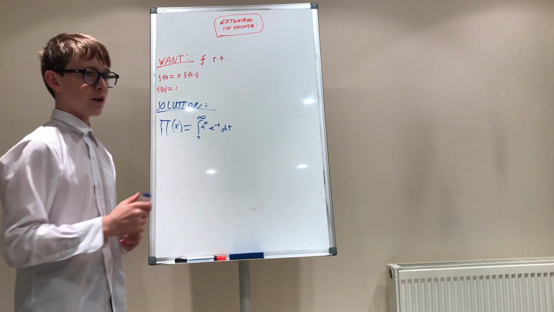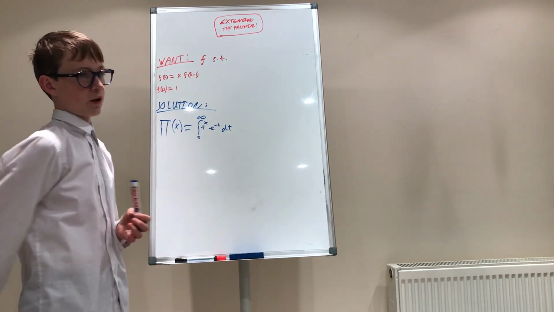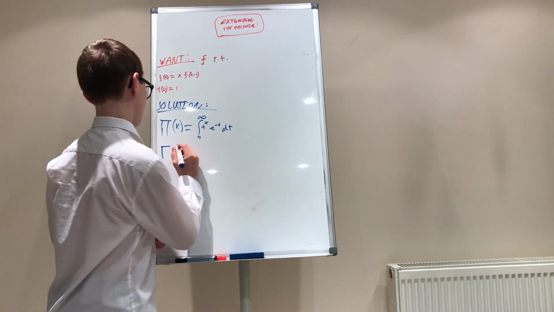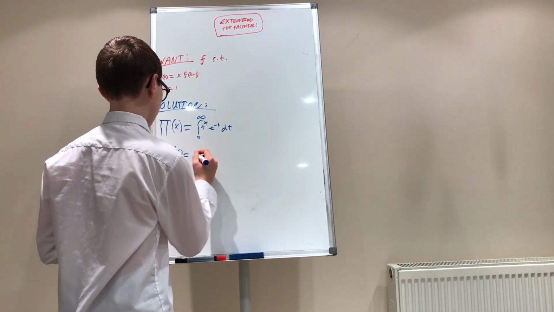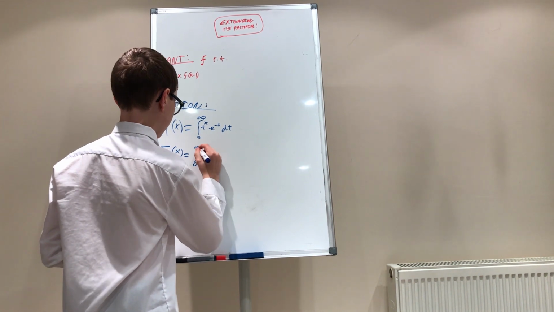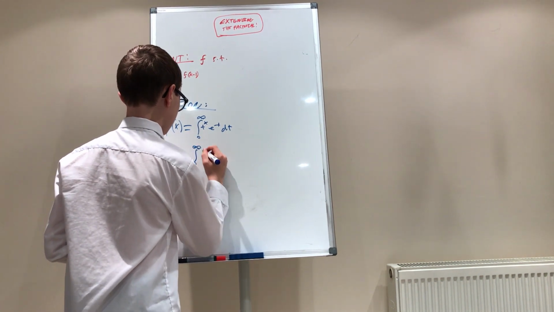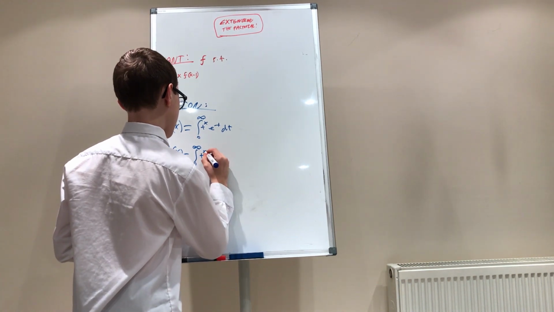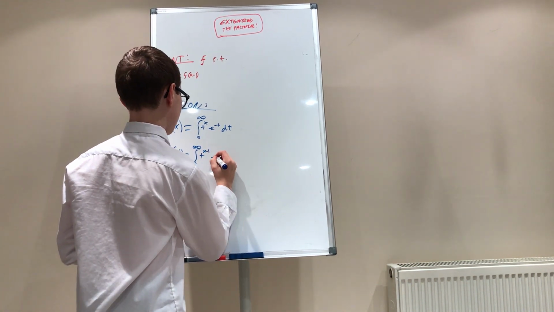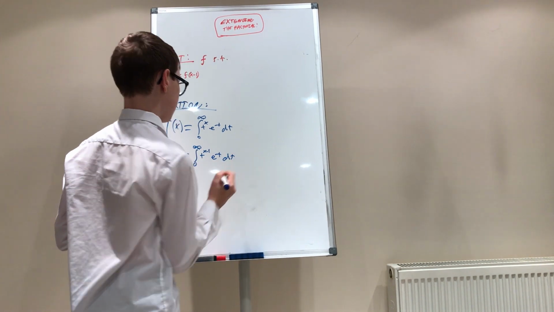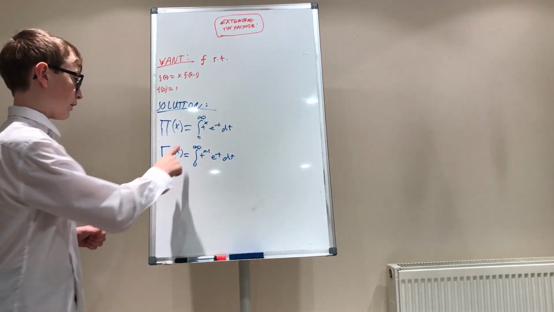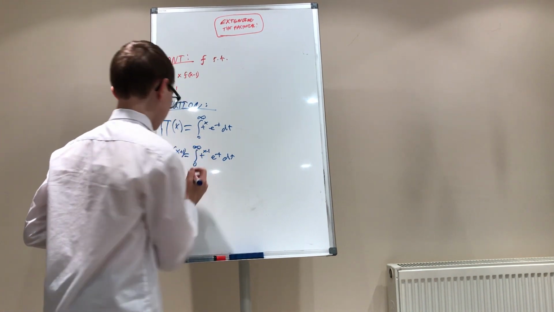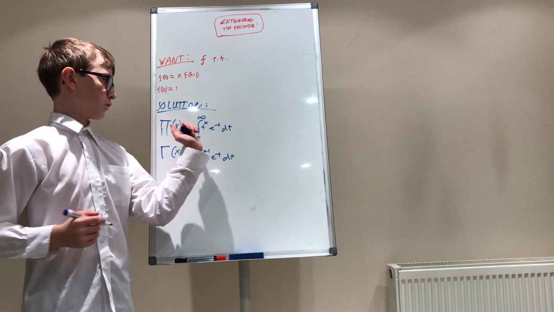But for some reason this function here is a pretty irrelevant function compared to the gamma function. Gamma of x equals the integral between 0 and infinity of t to the power of x minus 1 times e to the negative t dt. So the solution can also be gamma of x plus 1, which equals the pi of x, which equals this integral.